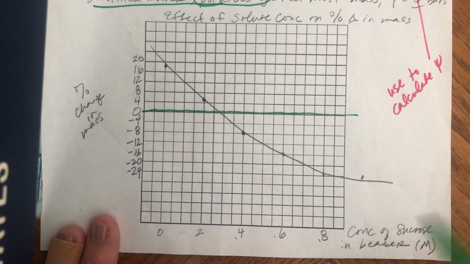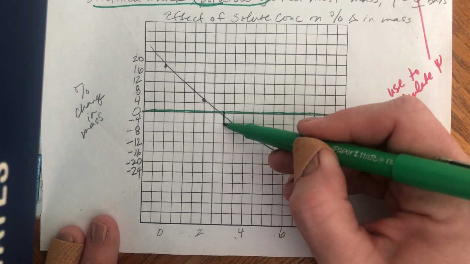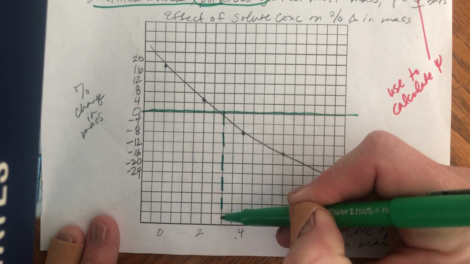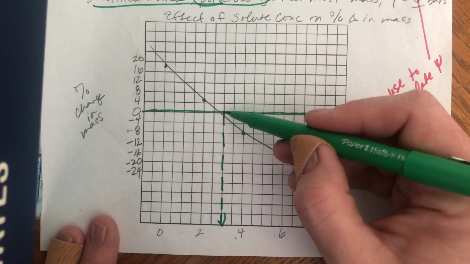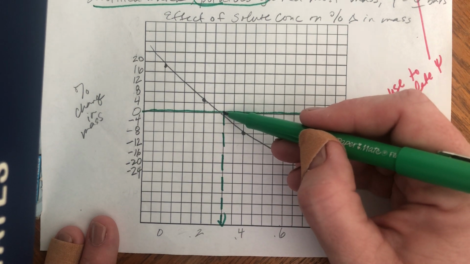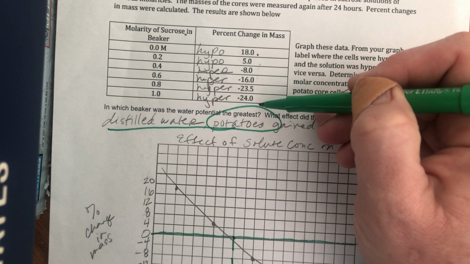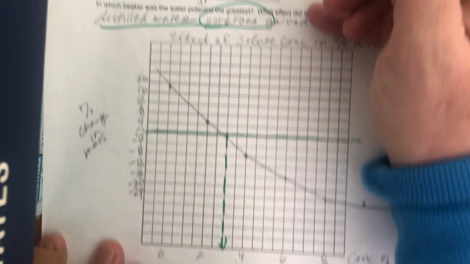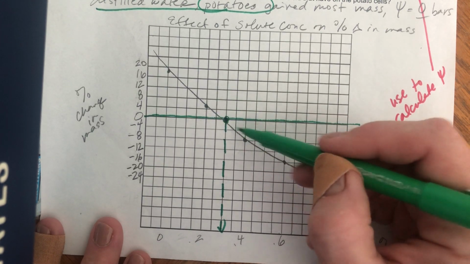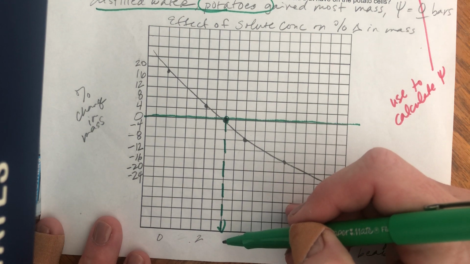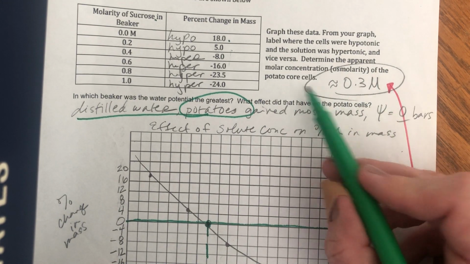Okay? And the value of this is that we can interpolate, meaning we can look on the graph where the line crosses 0, and we know that that means 0 gain or loss of mass. Even though we didn't have a data point that resulted in 0% change in mass, we can predict that that would be somewhere in between 0.2 and 0.4, otherwise known as 0.3. That would be the osmolarity of the potato core cells.